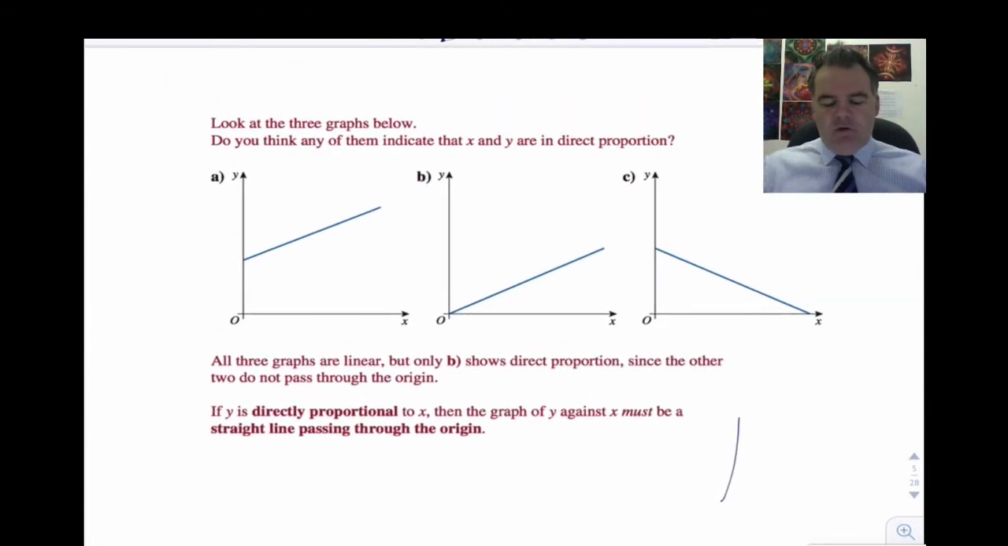If you have a look at these graphs, which one of those is direct proportion? Only the one in the middle. This one here, because it's starting up on the y-axis there, is not direct proportion. And this one here is going down and again starting at this value here, so this is not direct proportion. So only straight lines coming straight off 0, 0 are direct proportion.